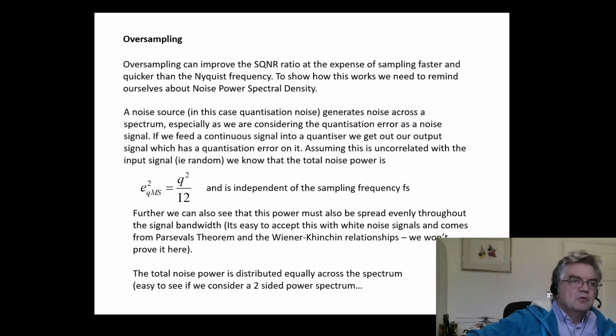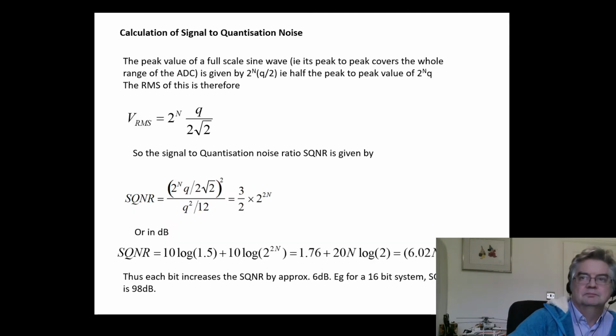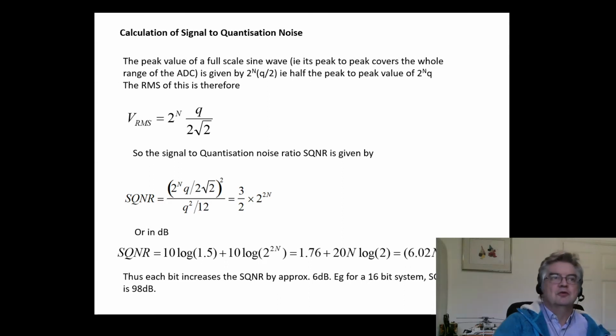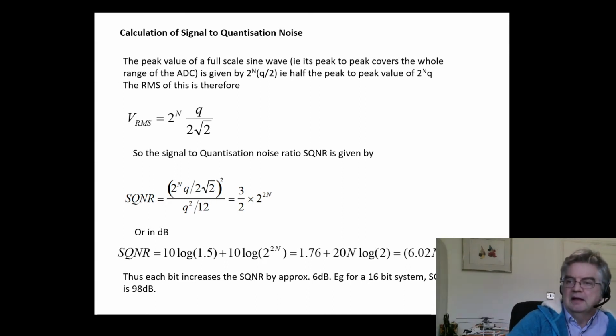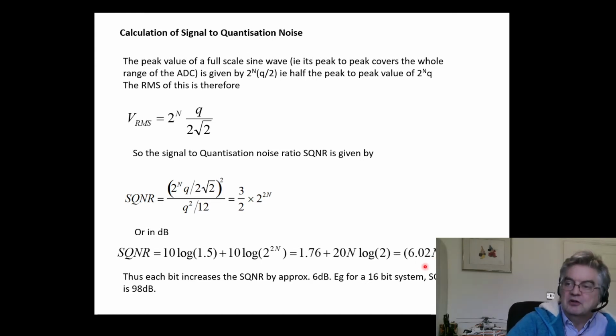So we're going to kick off from where we left off at the last lecture, where we had looked at the calculation of signal to quantization noise and come to the conclusion that this equation here that we can see is an important one in terms of A to D conversion, because it tells us the signal to quantization noise ratio, so how much digital noise is introduced, and it's dependent on the value of n, which is the number of bits in the system.